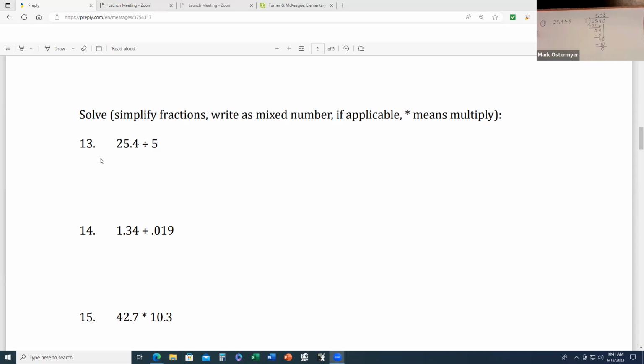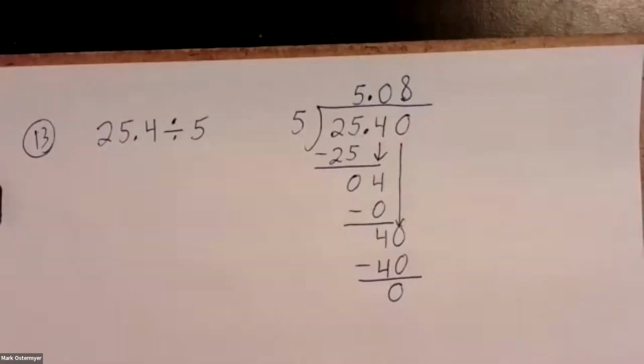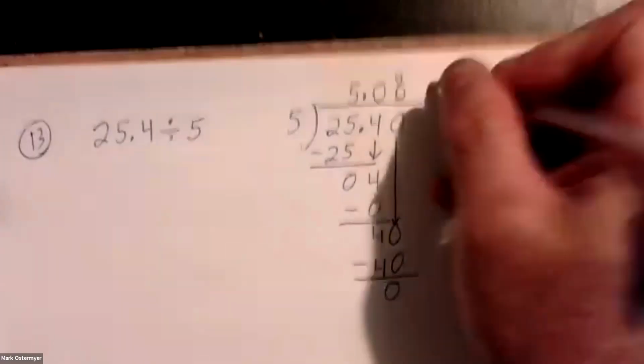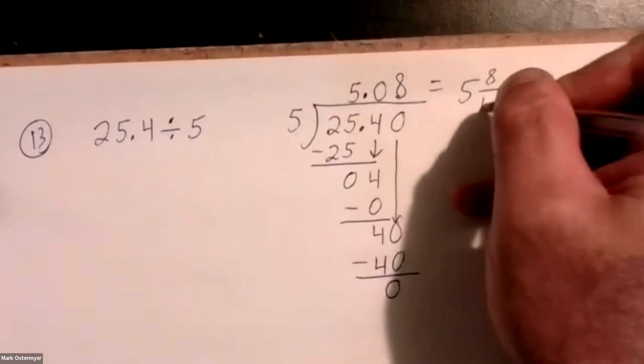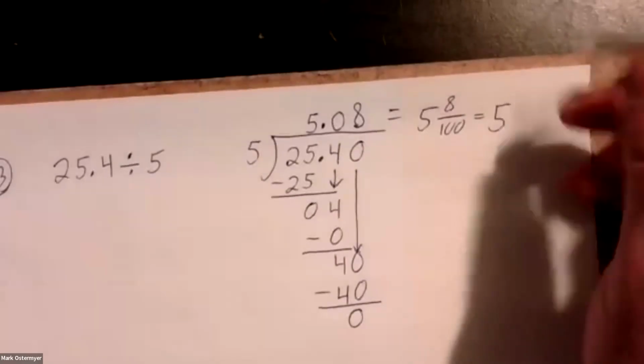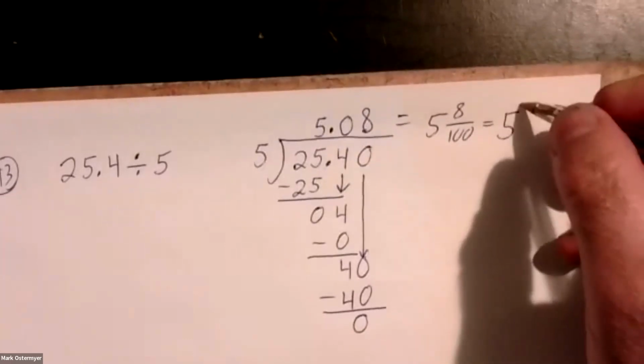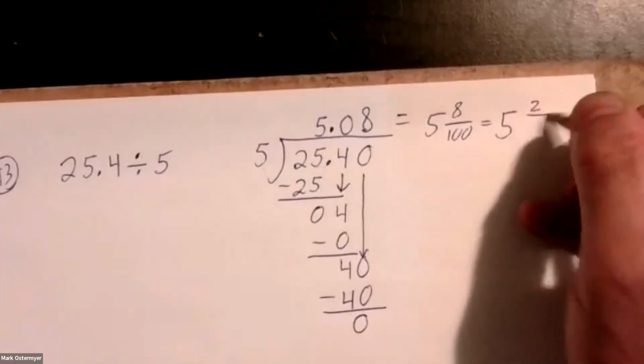But this is not really a fraction, is it? I mean, it is a fraction technically, because our answer is 5.08, which we could write as 5 8/100, correct? Yes. This 8/100 reduces down by 4 to what? 2/25, so 5 2/25.